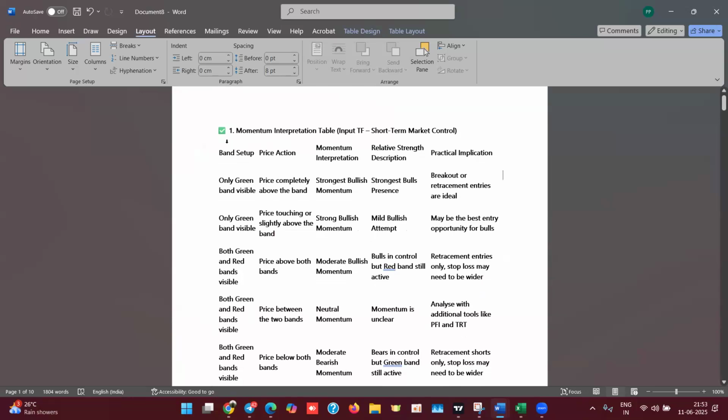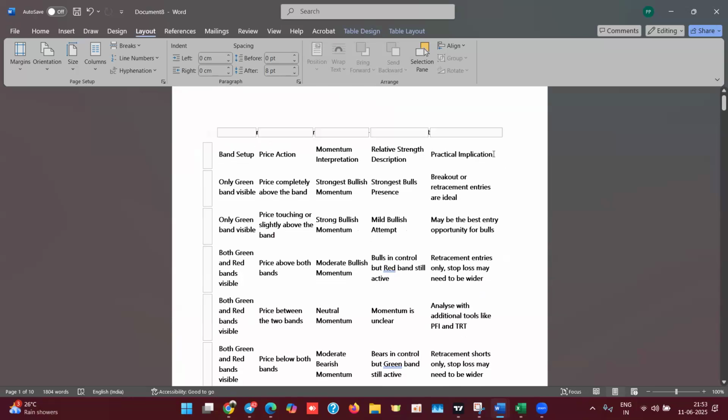Now we can see this is momentum interpretation. First one is the momentum interpretation table. This is for input time frame, short term market control. So I first decided what should be the different settings for momentum.